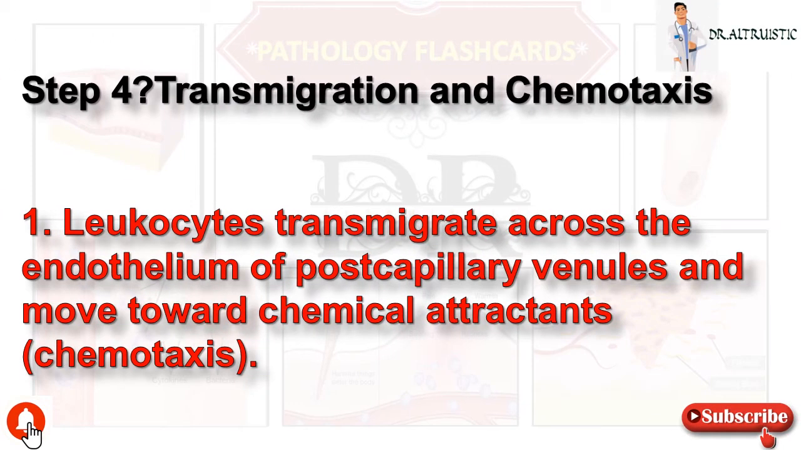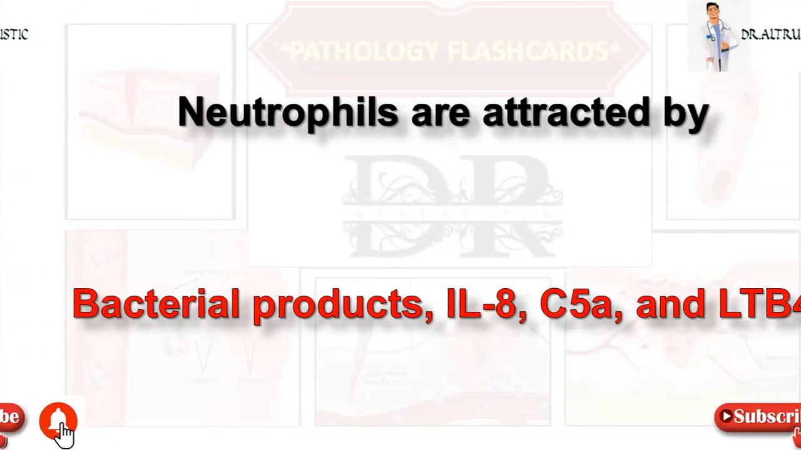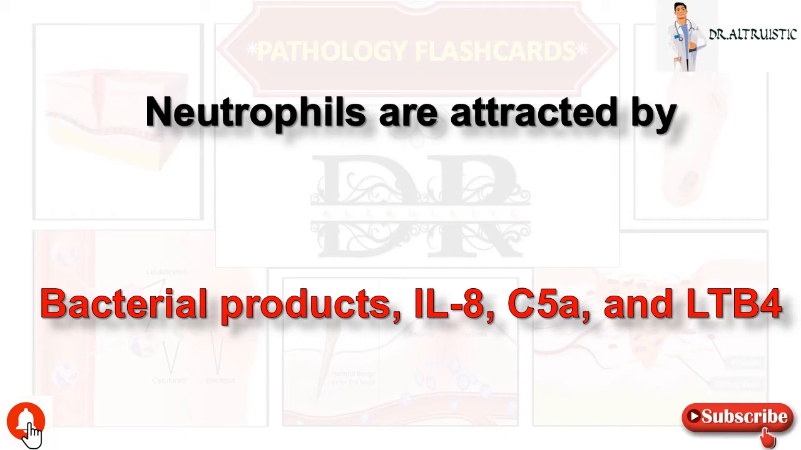Step 4. Transmigration and chemotaxis. 1. Leukocytes transmigrate across the endothelium of postcapillary venules and move toward chemical attractants, chemotaxis. Neutrophils are attracted by bacterial products, IL-8, C5a, and LTB4.